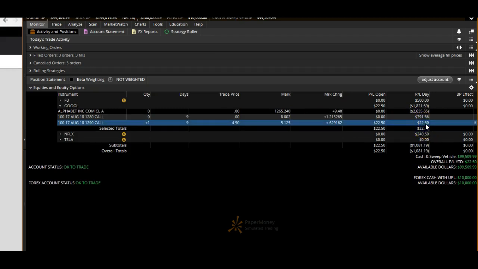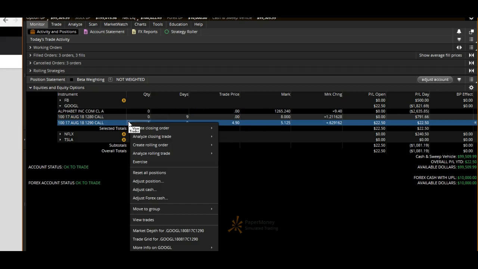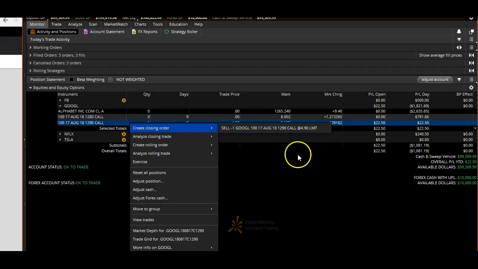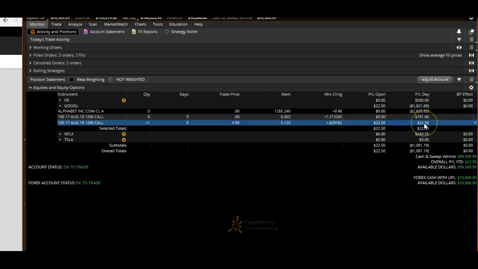It wouldn't make too much sense to sell, but if we wanted to sell it, yes, we just right-click, create closing order, sell one Google, but we don't want to do that right now. So let's just keep a watch on this. So right now we've made $22.25.